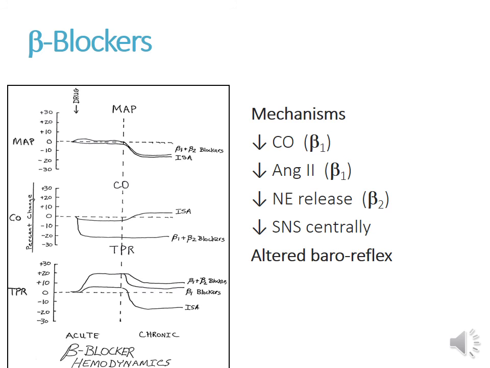Over time, though, the total peripheral resistance will actually go down with chronic use. Cardiac output should normalize for the most part, or stay a little bit lower if you have one that's really non-selective. And thus, with more chronic use, you're going to see your MAP actually go down.